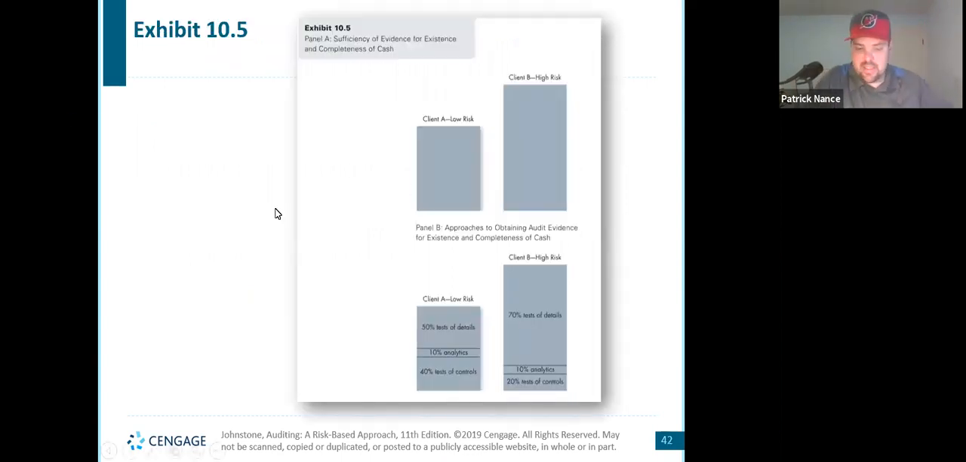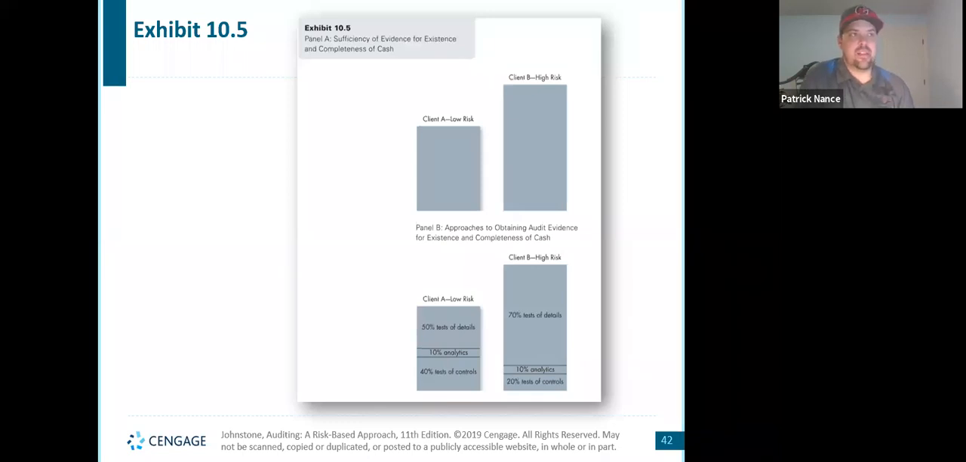So, for example, this is exhibit 10.5 on page 513. Panel A, sufficiency of evidence and existence and completeness of cash. So client A, if they're low risk, then I do less test of details and more test of controls. Why? Because if they're low risk, then as long as I can confirm that their control risk is also equally low, I don't have to do as many tests. But when I have a high risk client, I'm not as worried about controls because effectively I don't think the controls are working anyways, or at least not working well. So I'm more likely to test more details.